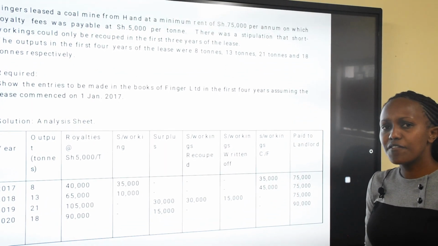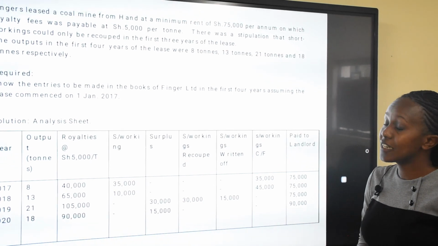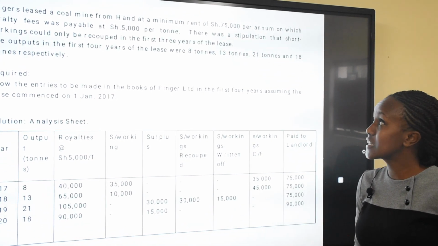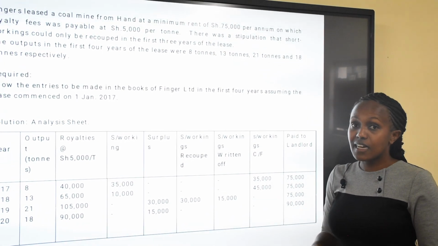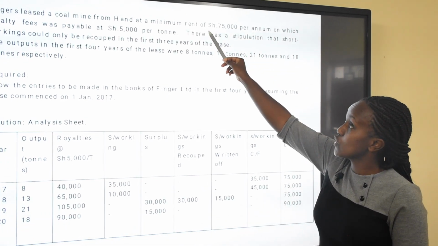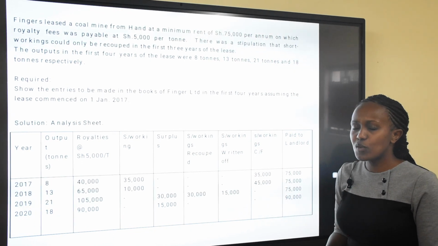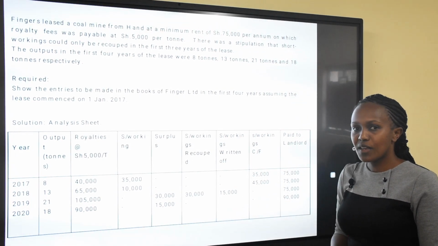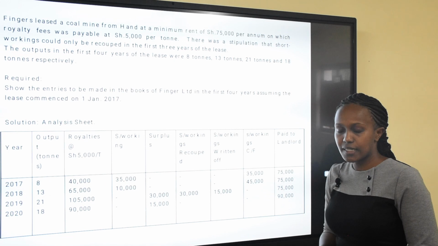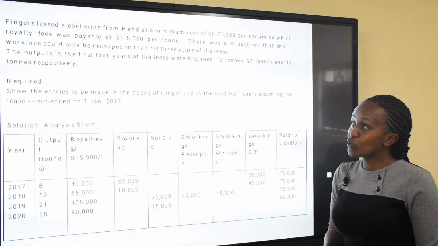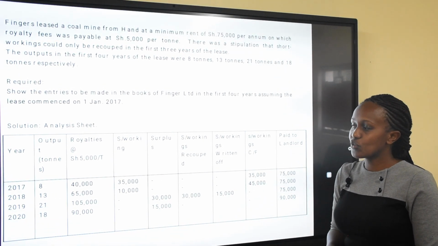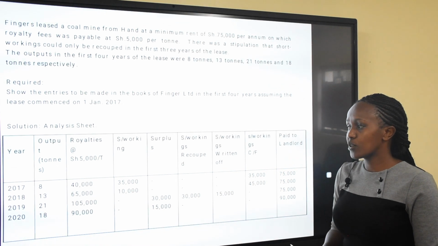Now, we have to remember that the minimum rent is 75,000. Again, that is given at the beginning of the question, that the minimum rent is 75,000. So we have to evaluate circumstances where we had either a short working or a surplus. That is why we check whether we are able to meet the minimum rent according to the royalties payable.